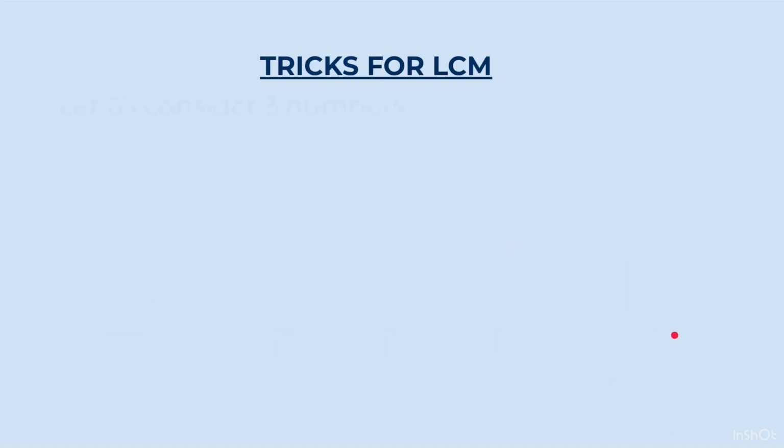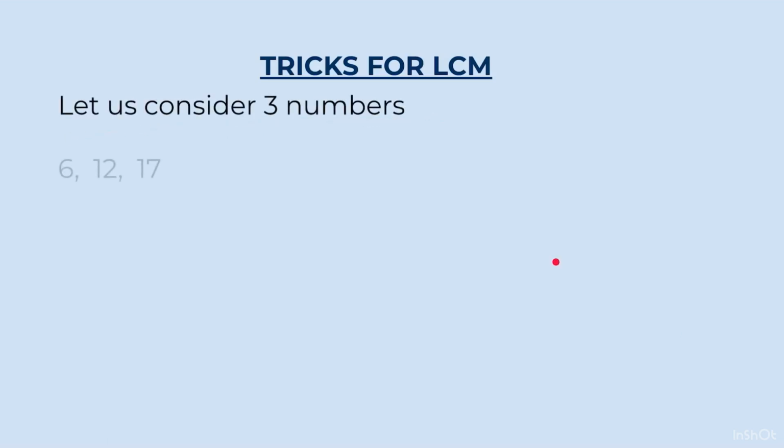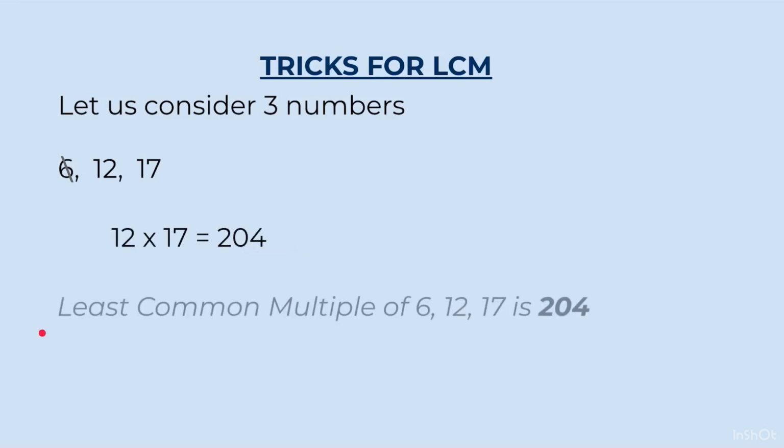Now still another example. Let us consider 3 numbers: 6, 12 and 17. Now here 17 is the greatest number, but this is a prime number. And prime numbers, no other number will be perfectly divisible by the prime number. So we go to the next biggest number, 12. So 12, we check 6. 6 is divisible. So you just cancel out 6. We have to concentrate on the common multiple of 12 and 17. Now in case a prime number is involved, you just multiply these 2 numbers. 12 into 17. That is 204. Least common multiple of 6, 12 and 17 is 204.